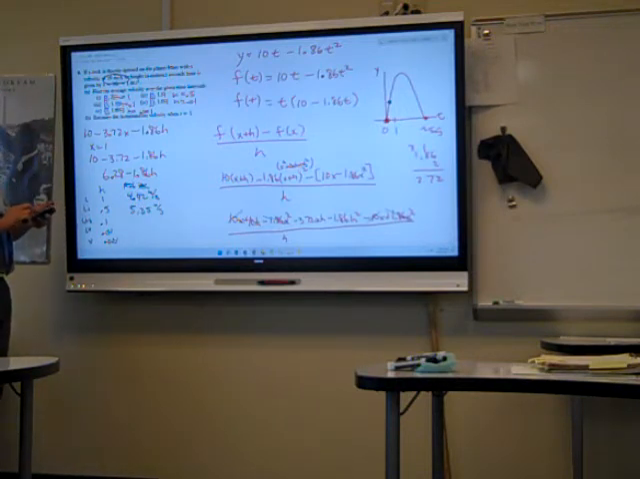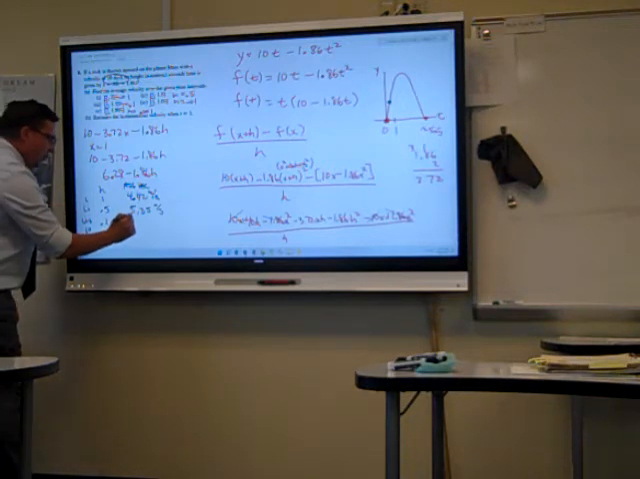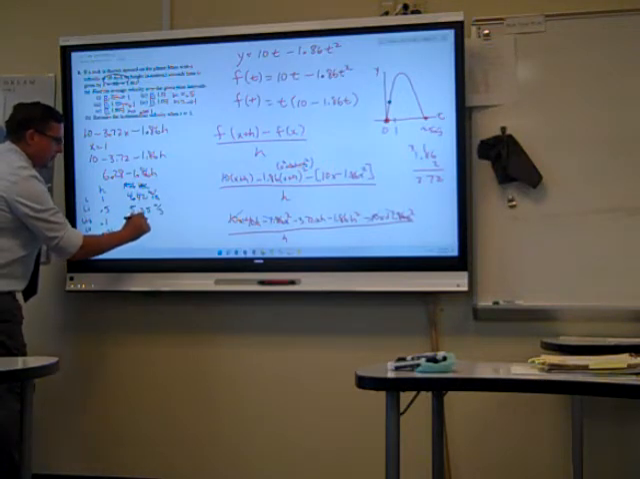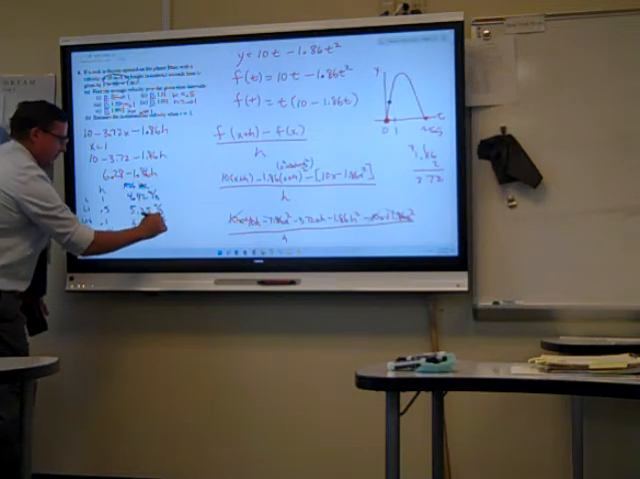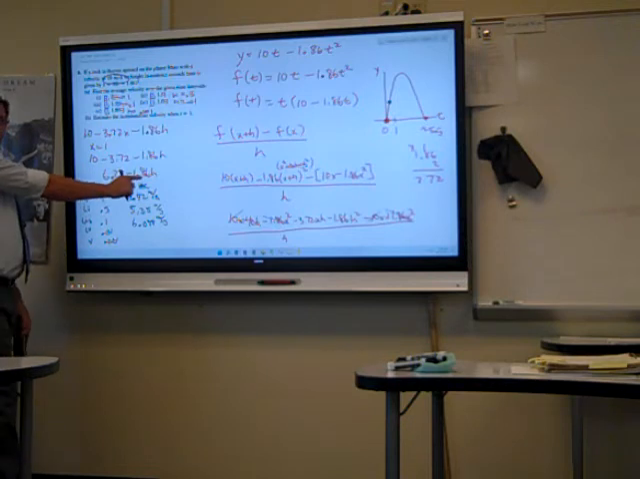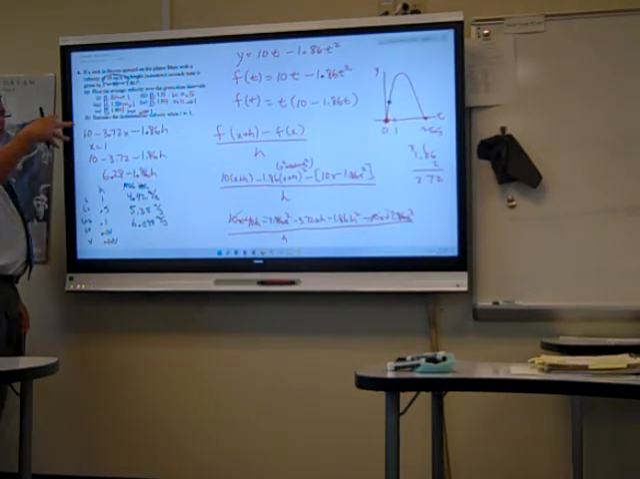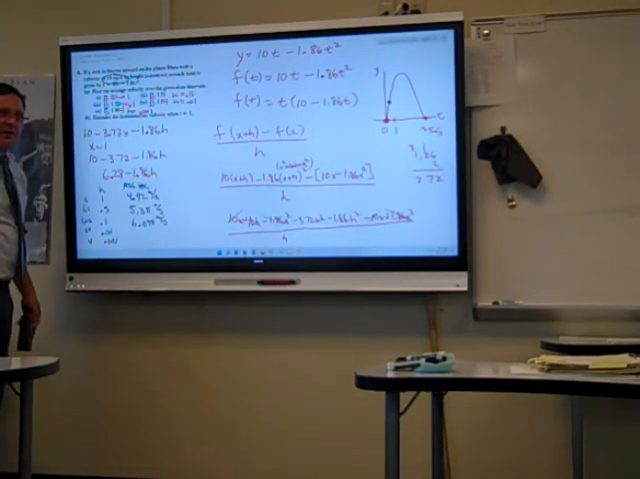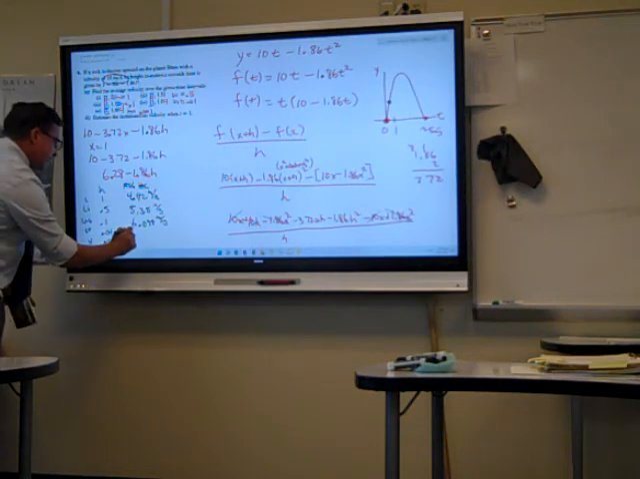How about 6.28 minus 0.186? 6.094 meters per second. 6.28 minus 1.86 times 0.01. What's happening? Do you guys agree that this value is becoming less and less important? The H value, this second term is almost insignificant. You guys agree?